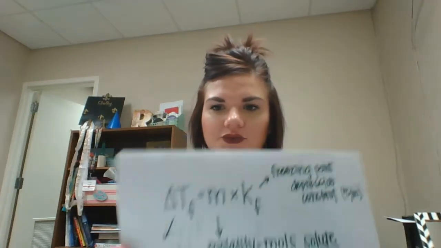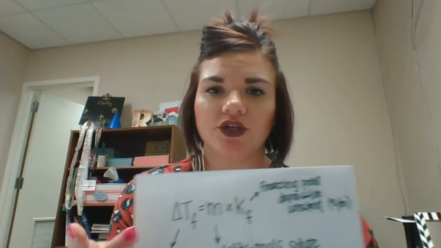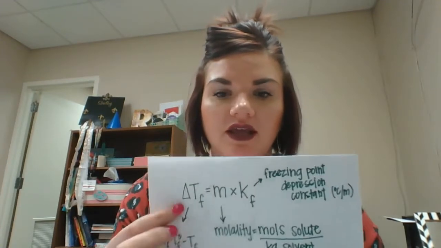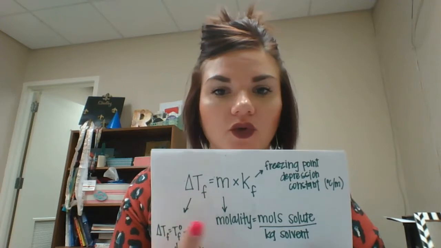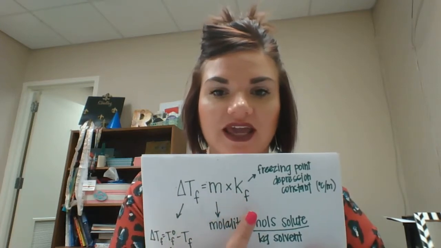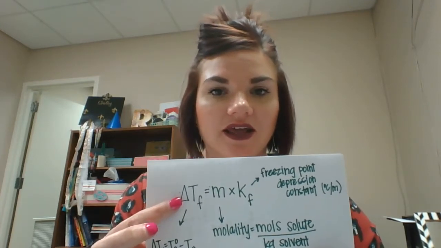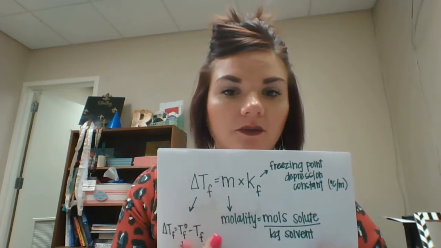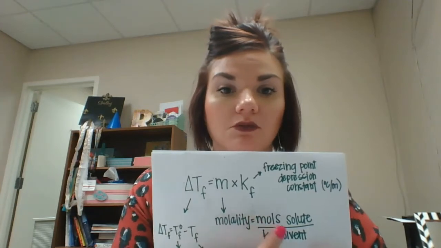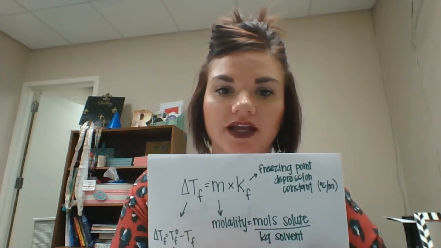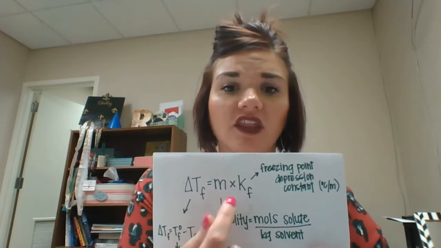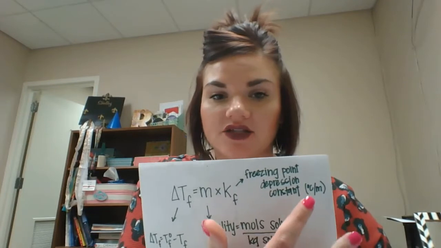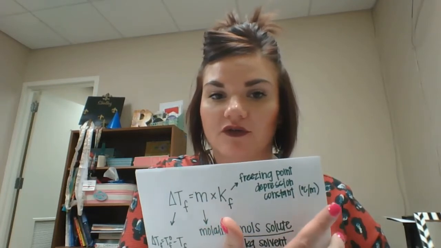All right, so I made some notes. The equation we're using is called the freezing point depression equation. It is delta TF equals little m times KF. Delta TF is the change in your freezing point. Little m is molality, which is moles of solute over kilograms of solvent. Then KF is your freezing point depression constant. That's always in units of degrees C over m.